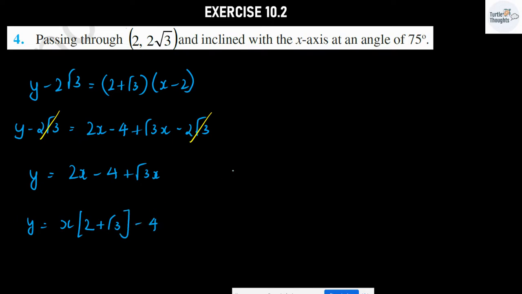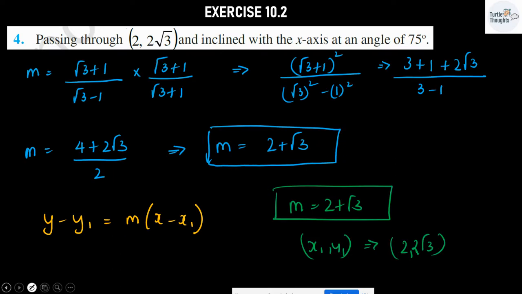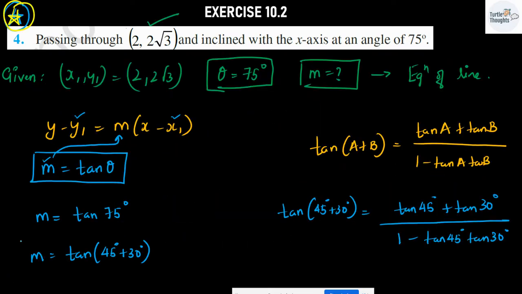Sending y to the other side, you can write the final equation as x multiplied by 2 plus root 3 minus y minus 4 is going to be equal to 0. This will be the final answer or final equation of the line. I hope this question is clear. So let me just run through the question.